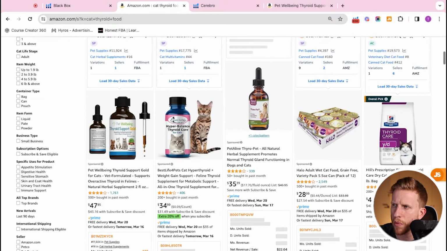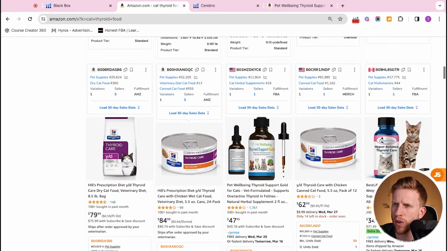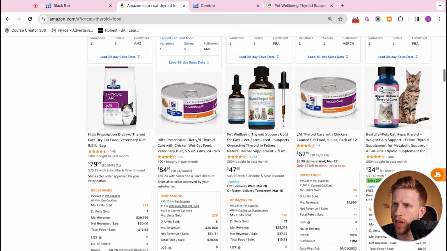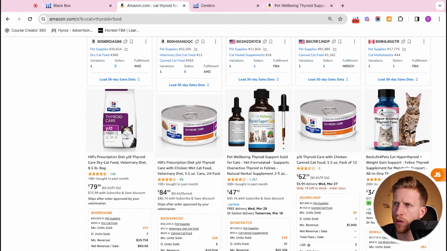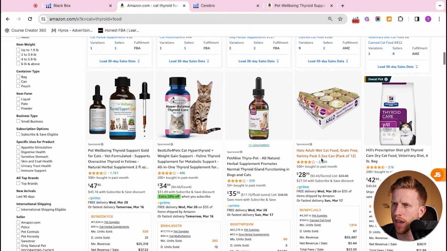But this is another interesting product here. This is thyroid dry cat food. Now, again, a lot of gurus would tell you to not look at this stuff. I'm not saying for sure you should, but there's no reason why you can't launch products that people buy every month. And that's what's very, very lucrative if you can get those type of products.